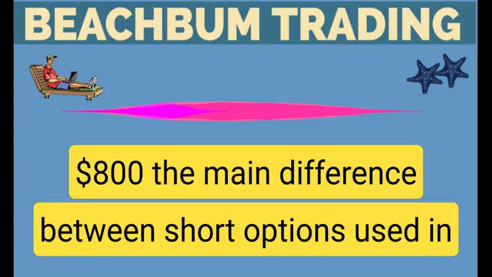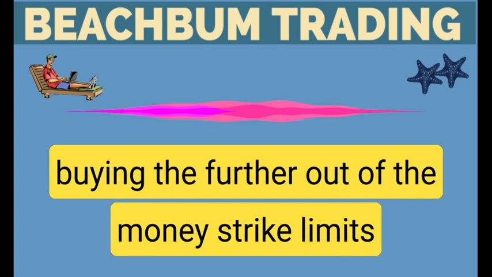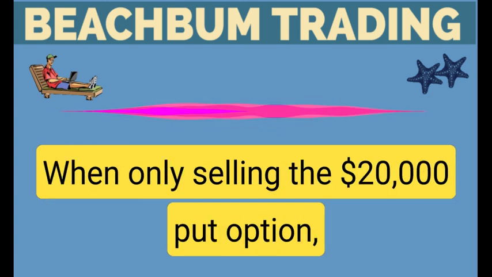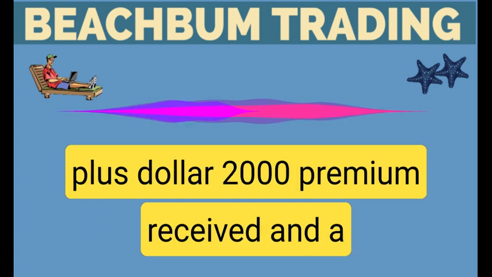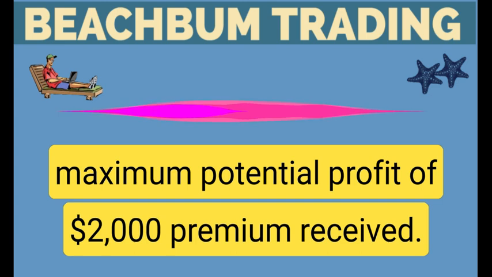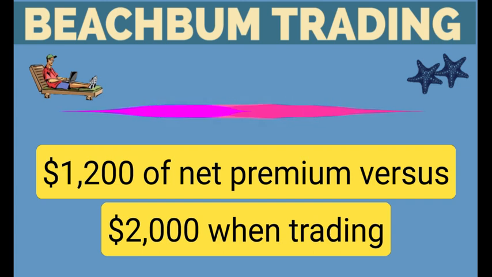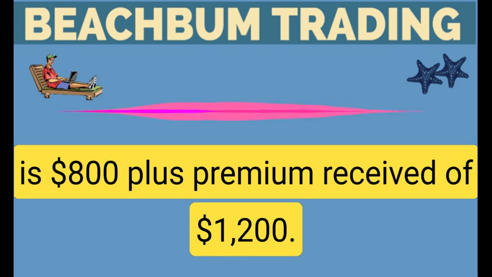The main difference between short options used in the wheel strategy and a credit spread is that buying the further out of the money strike limits the potential loss to the difference between the strike prices minus the premium received. When only selling the $20,000 put option, the maximum downside is $18,000 minus $20,000 plus $2,000 premium received, and a maximum potential profit of $2,000 premium received. Although trading the above credit spread only generates $1,200 of net premium versus $2,000 when trading the put alone, the most you can lose is $800: $20,000 to $18,000 plus premium received of $1,200.